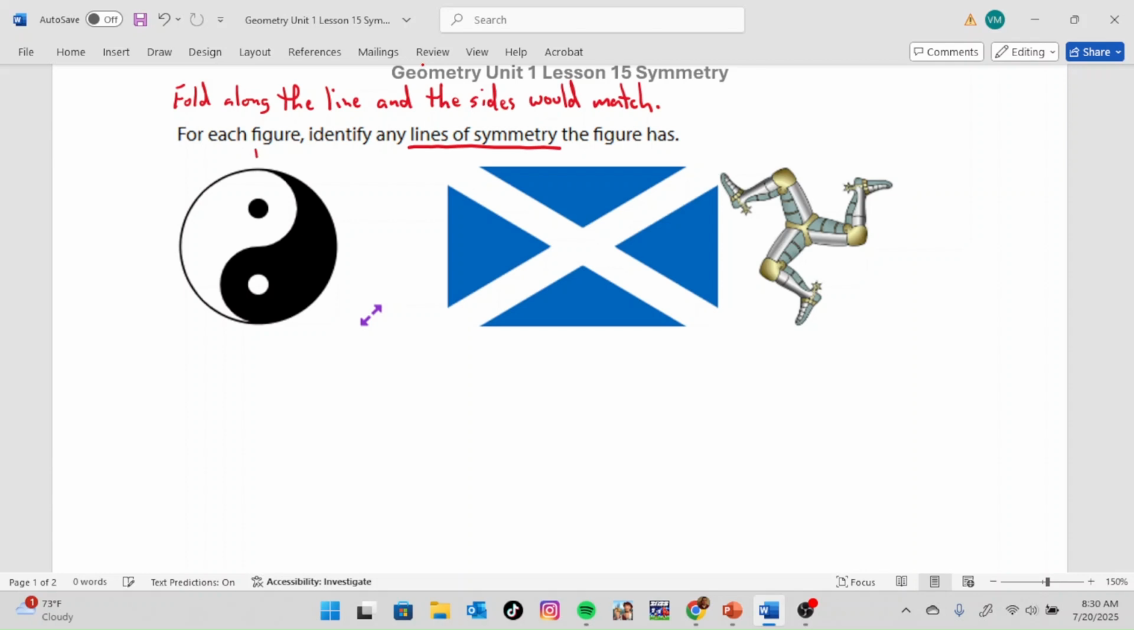So if I tried to fold it down the center and I folded left over right or right over left, I'm folding this curve over this way. And same thing here, I'm folding this black curve, so it doesn't work in either direction. So that's not a line of symmetry.